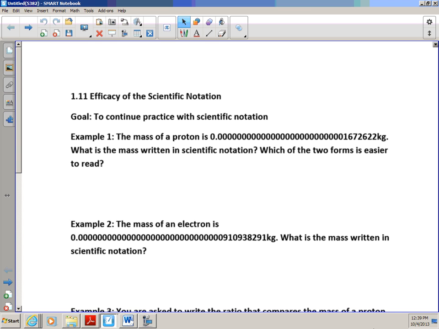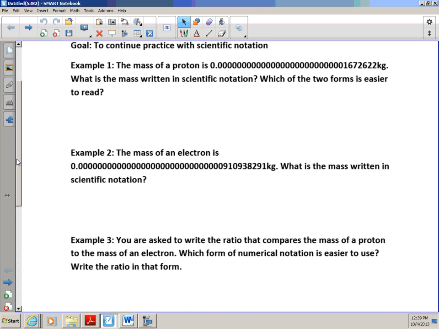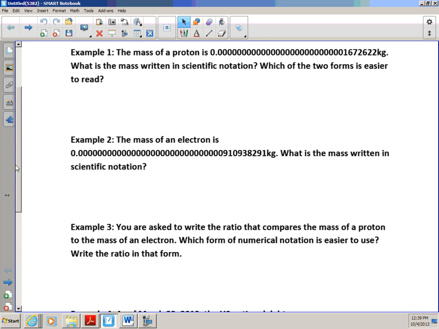Today's lesson is going to deal with what's called the efficacy of scientific notation. Now, it sounds quite fancy, but it is actually pretty straightforward. As you may recall, scientific notation is a way to write very large or very small numbers. What the efficacy of scientific notation means is, if you look at the word efficacy, it's a derivation of the word efficient. And what it's telling us is that scientific notation is an efficient way to write numbers when they are very large or very small, and when we want to perform math operations on those numbers.